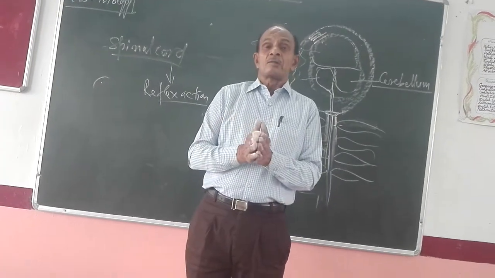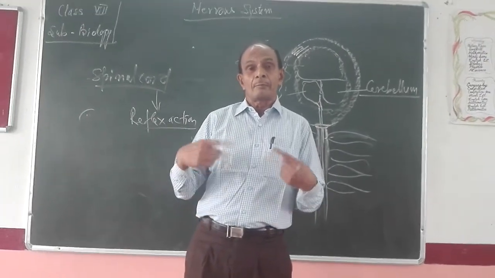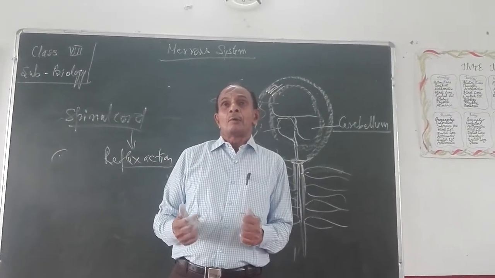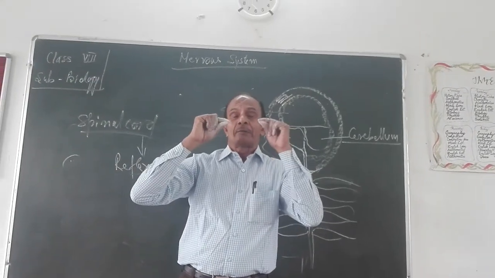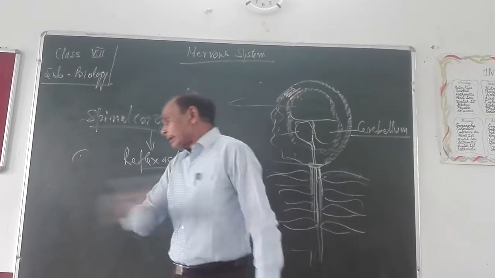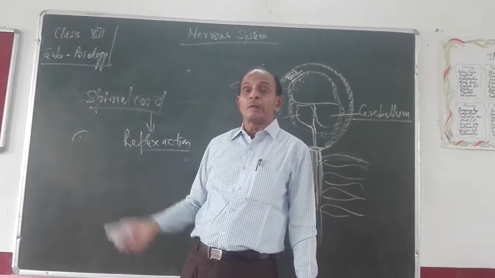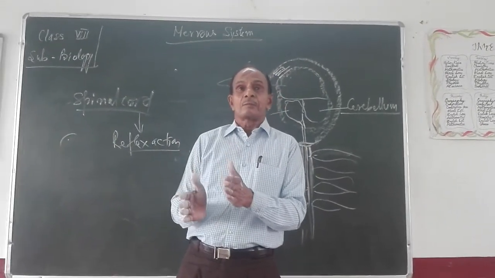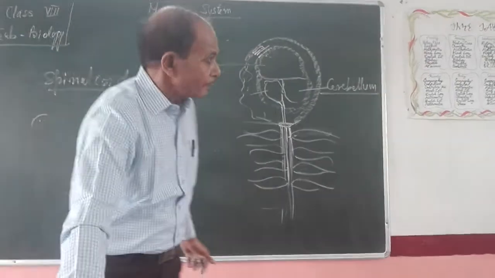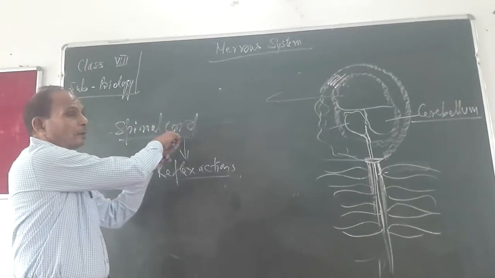There are some responses which are shown very quickly without thinking. For example, closing of the eyelid is performed without thinking and without taking time, and withdrawing the hand from a hot object is performed without taking time and without thinking. All such responses which are shown without thinking and without taking time are known as reflex actions. All these reflex actions are controlled by the spinal cord.